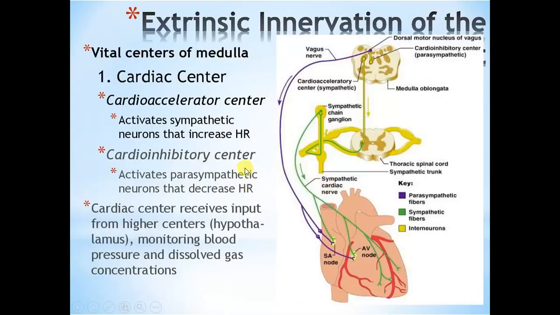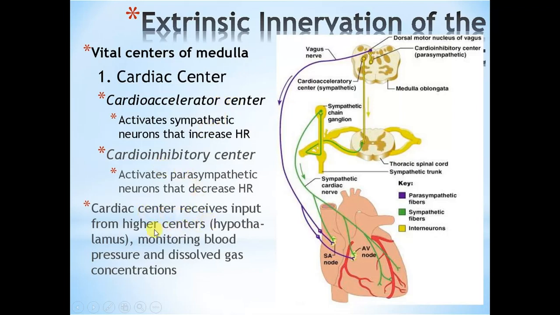So the extrinsic nerve supply comes from the medulla, which is a center, and that activates the sympathetic neurons that increase the heart rate. This is the cardioaccelerator center. There is also a cardioinhibitory center that activates the parasympathetic and decreases the heart rate. So both are located in the medulla. One is the cardioaccelerator and the other is the cardioinhibitory.